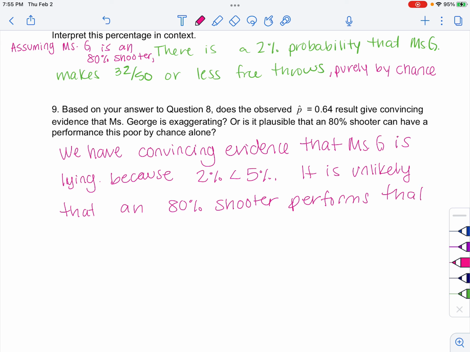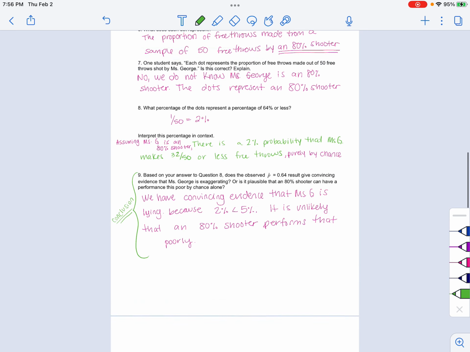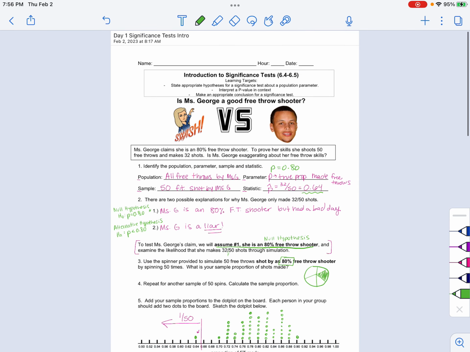Now, I know what you're thinking. Ha ha, we proved you wrong. That's not true. I will see you on the basketball court on Monday to prove myself. I am an 80% free throw shooter. Anyway, what we wrote here in number 9, this is our conclusion. We always are going to continue with our state plan do conclude. Here we go. We have a conclusion. We're going to go into a lot more of that as we continue on this unit. Today was really just an introduction to significance testing.